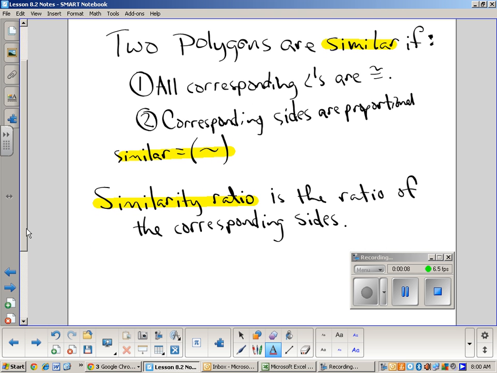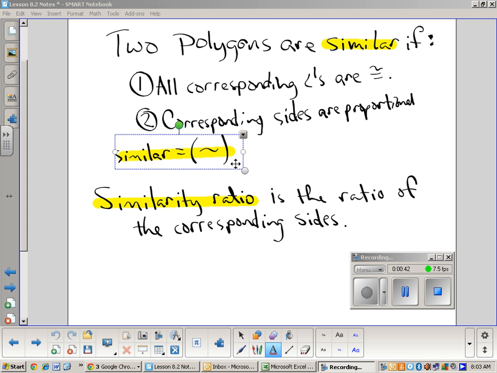Two polygons are similar if all corresponding angles are congruent and corresponding sides are proportional. This right here is a similar symbol. Okay? Similar symbol, it looks like a congruent symbol without an equal sign. Just one little mark. Okay?